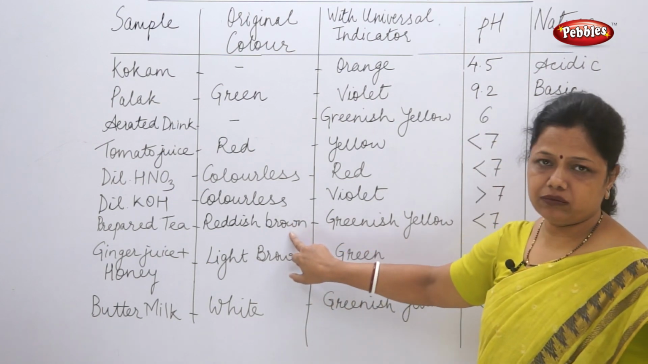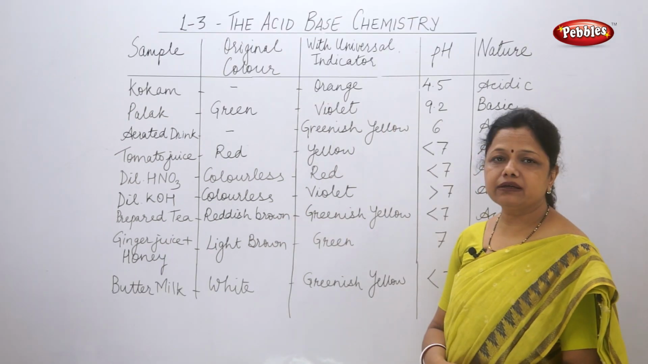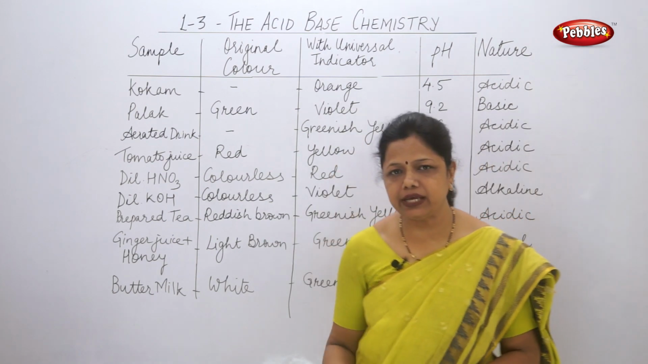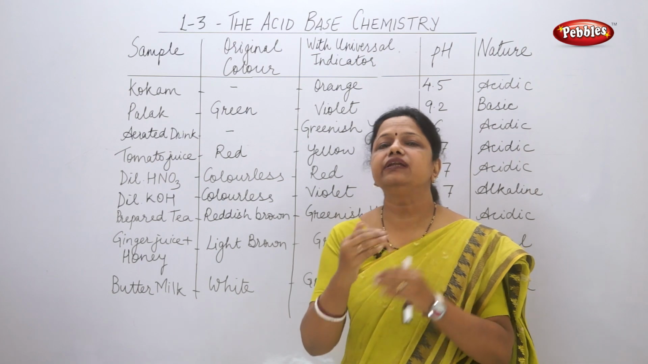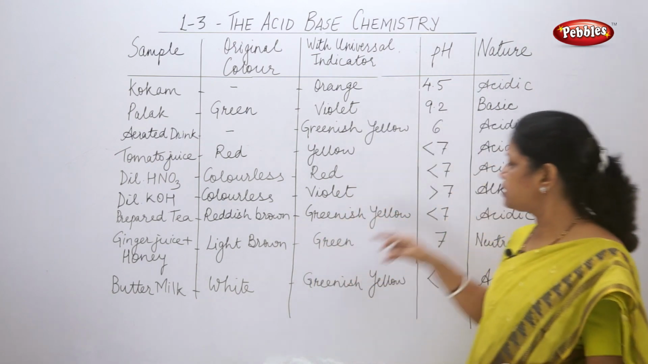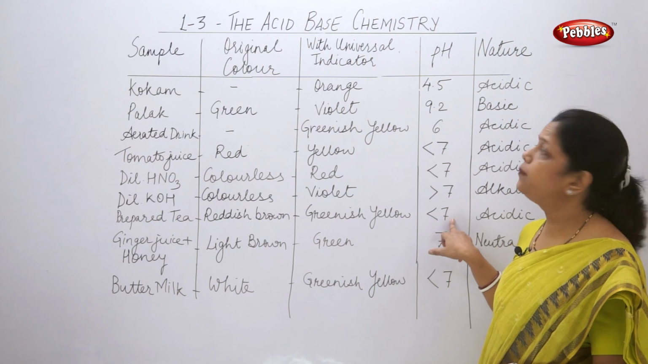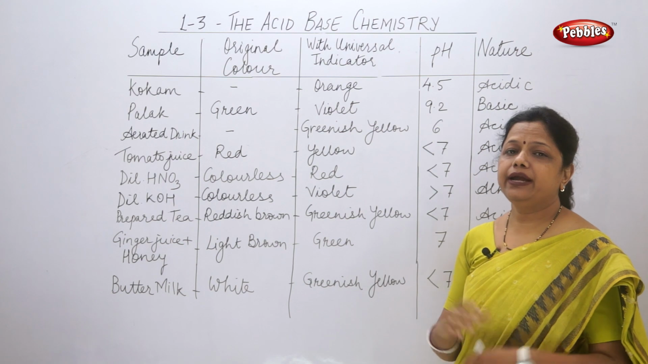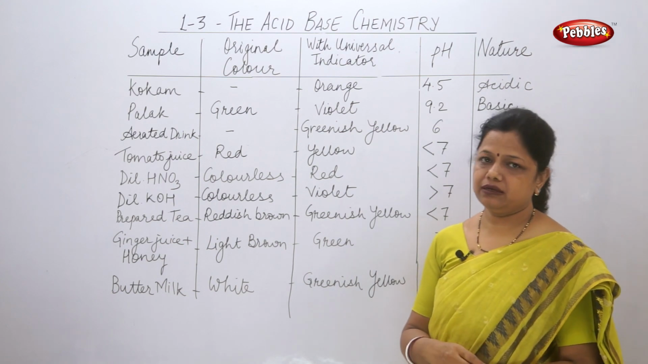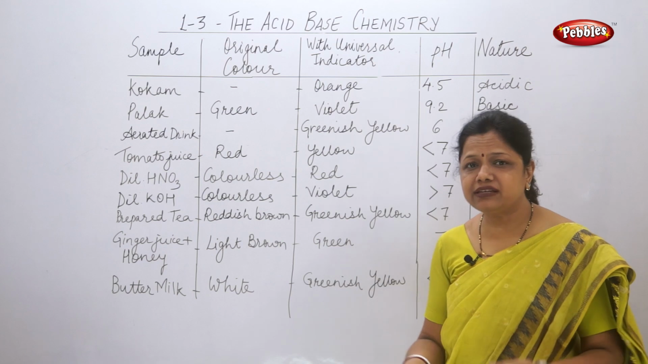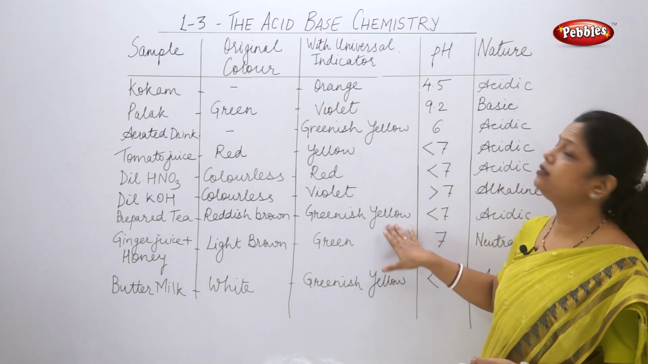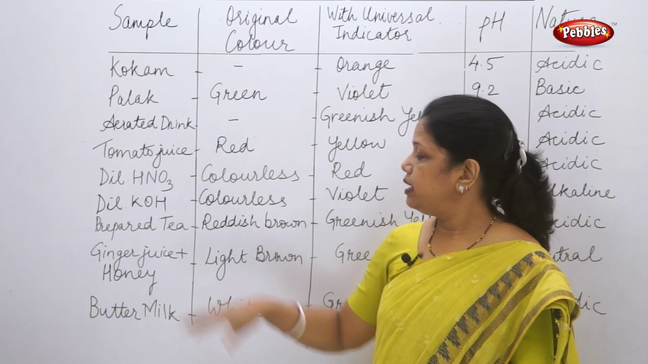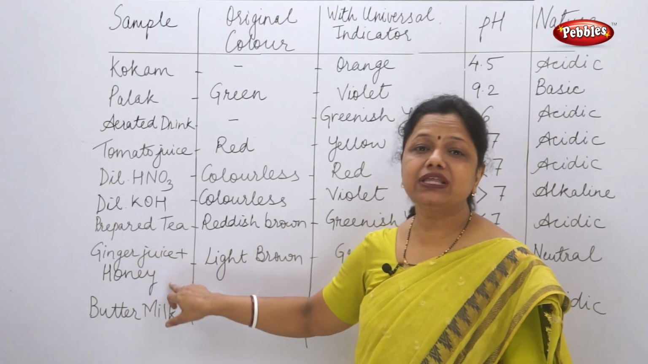Original color, reddish brown. When I use it with the universal indicator, it turns to greenish yellow. That means that strip, if I put it in tea, that strip will turn to greenish color. Greenish color indicates that the pH is less than 7. If the pH is less than 7, it indicates the nature as acidic. So when I say that tea is acidic, because it is showing the acidic nature, the pH becomes less than 7. Next sample is ginger juice with honey.